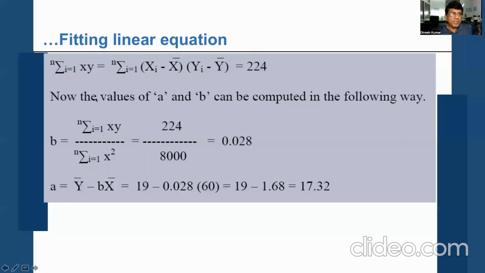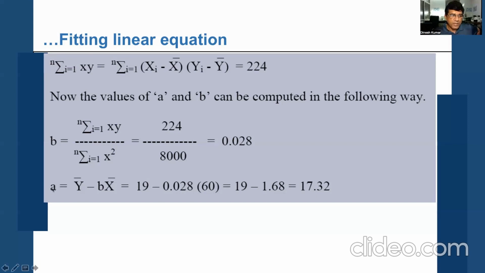Now you can calculate the value of b, summation xy upon summation x square. 224, you put the value, and 8000, you get 0.028 is your b, regression coefficient. That means if you make a unit change, 1 unit change in x, there is 0.028 unit change in y. Is it clear the meaning of b? If you make 1 unit change in x, then there is 0.028 unit change in y. That is the relationship.